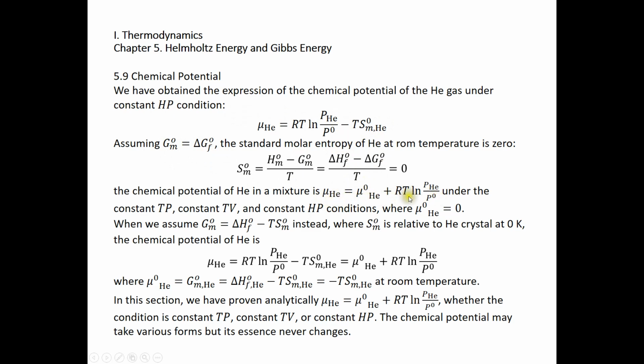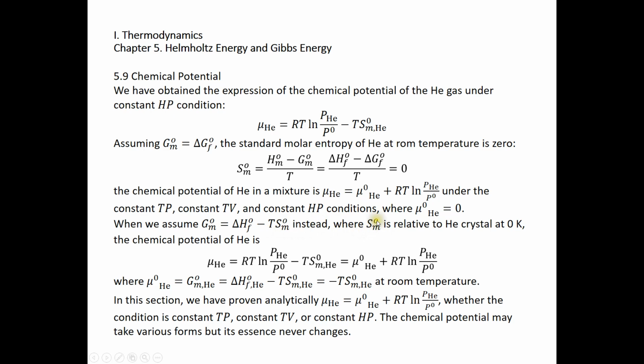We derived this same equation of chemical potential under the constant temperature pressure condition, constant TV condition, and in this video, constant HP condition. Again, the standard chemical potential of helium is 0 if we make this assumption. We can also assume the standard molar Gibbs energy is the standard enthalpy of formation minus temperature times the standard molar entropy. I mean, we can do this as well.